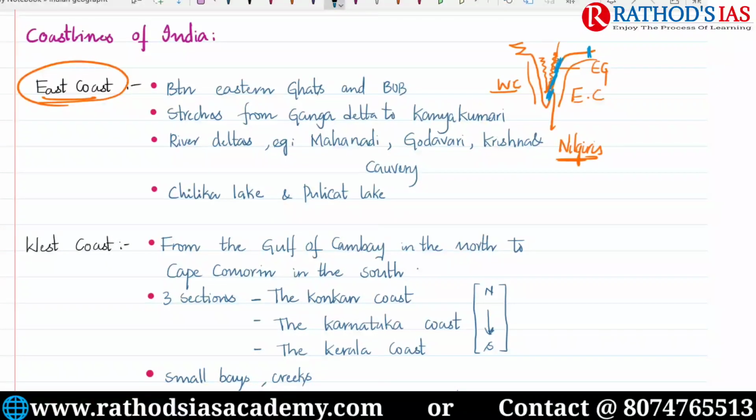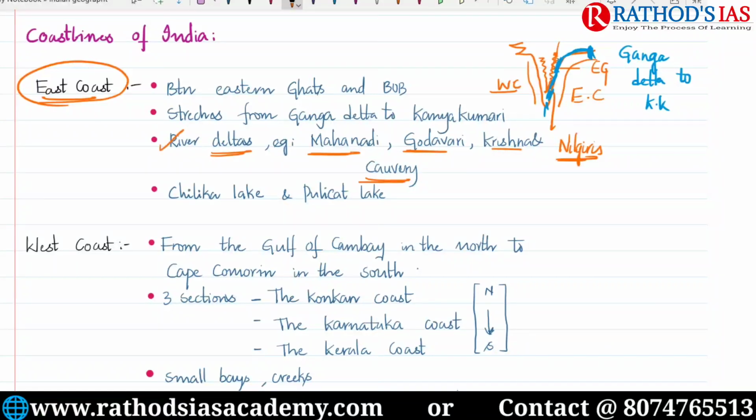And it is mainly seen from the Ganga Delta to Kanyakumari. So from this Ganga Delta to Kanyakumari we can see this east coast. And one more thing here is, in this eastern coast we can see different deltas. These deltas are formed by rivers like Mahanadi, Godavari, Krishna and Kaveri.